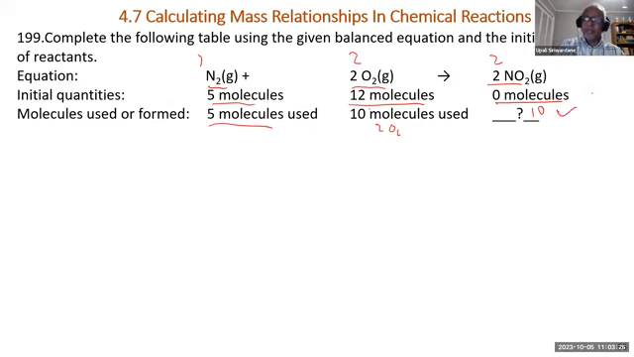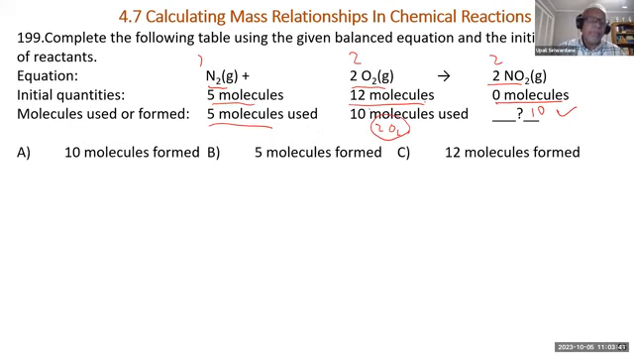So how many molecules are produced? NO2, 10. So answering this question, the limiting reagent is, this is the excess after the reaction. Oxygen is in excess. It's not the limiting. So the correct answer is, this is the question. That's a 10. That's it.